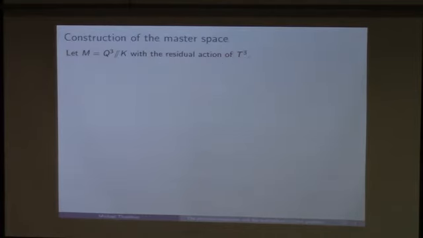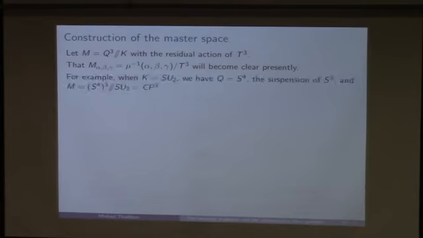But the master space, anyway, I take the diagonal action of K on 3 copies of Q, and I divide it, and I still have the residual action of 3 copies of T. So the point is that this now is, by what I said before, a symplectic stratified space. And I claim that it has this master space property, that the original space that interests us, M alpha beta gamma, is a symplectic quotient of this thing at the point alpha beta gamma.